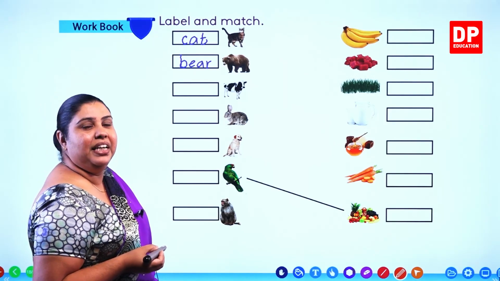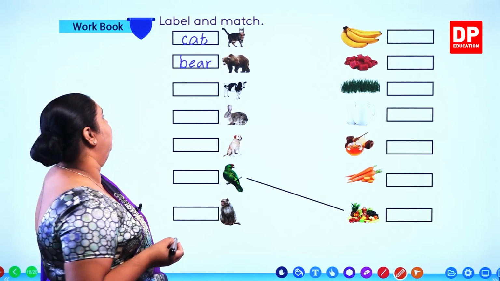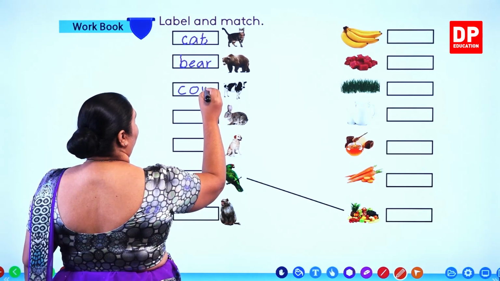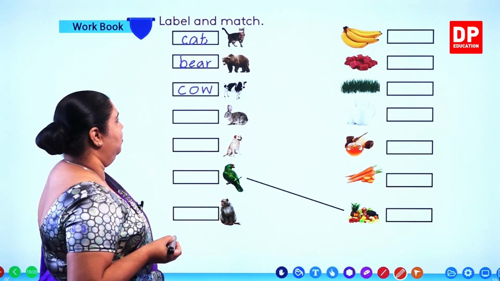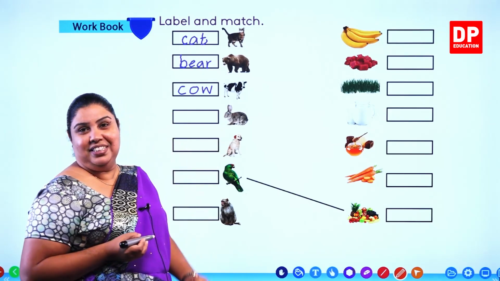Then we have the cow. Very, very easy to write the word cow. C-O-W. Cow.